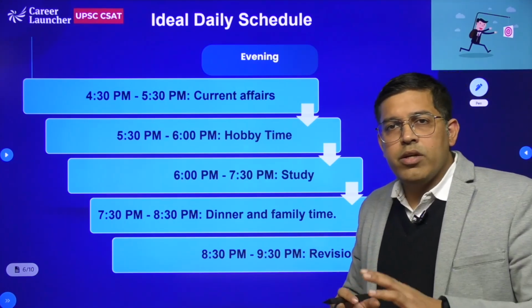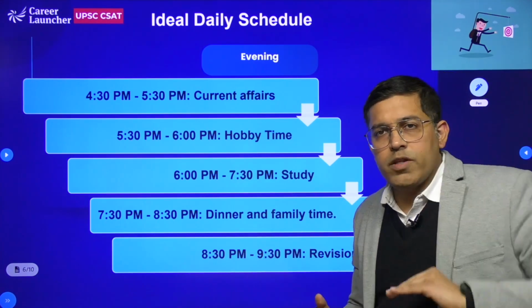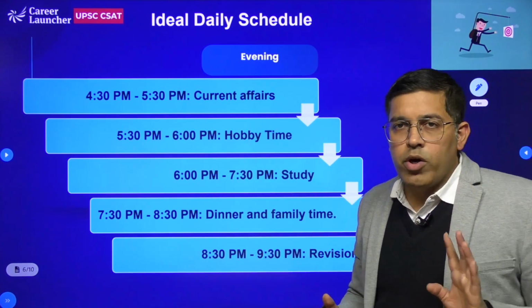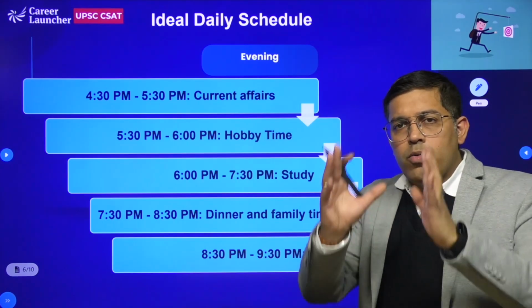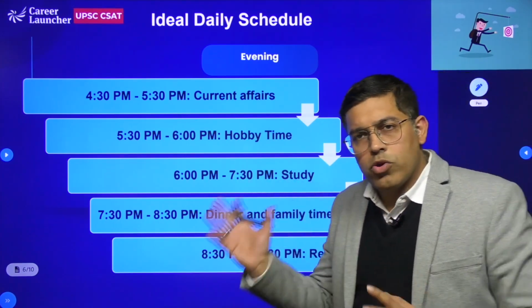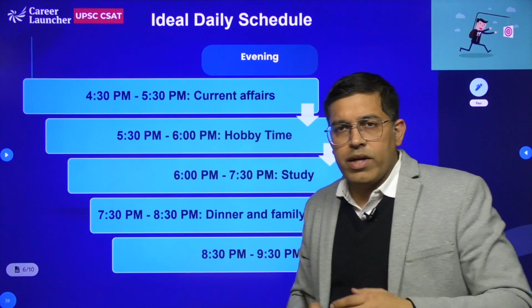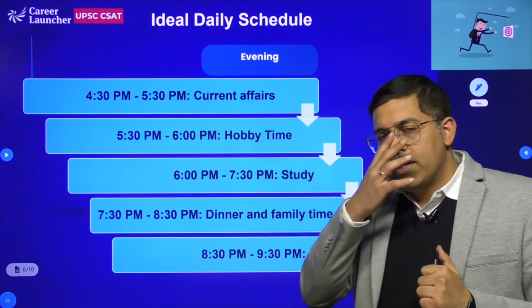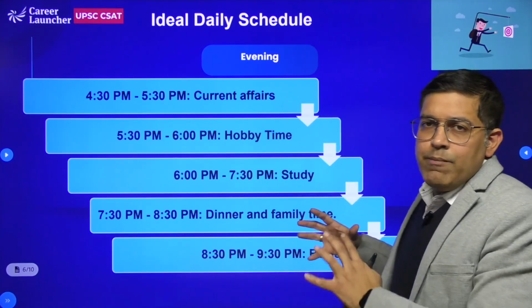Dedicated to revising whatever you have studied after the first revision. So revision is extremely important so that you remember whatever you have studied. And 9:30 to 10 o'clock is the time where you go to bed. And then again at 5 o'clock, you start the day. So this is one sample timetable for you.